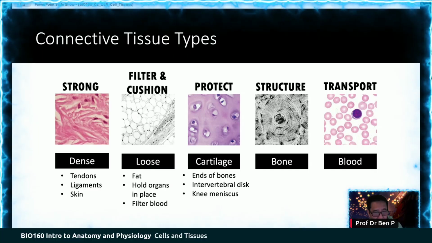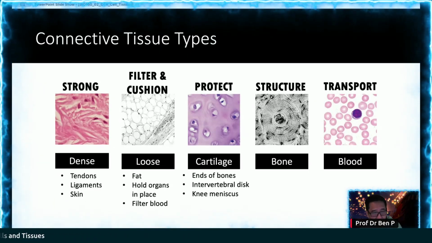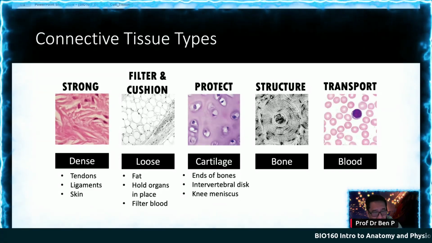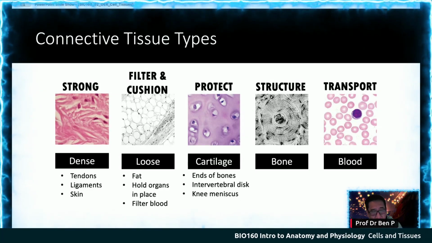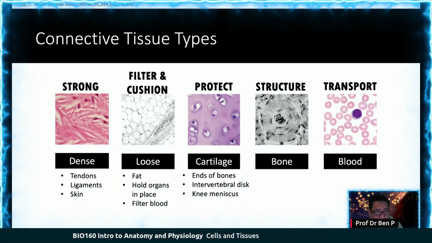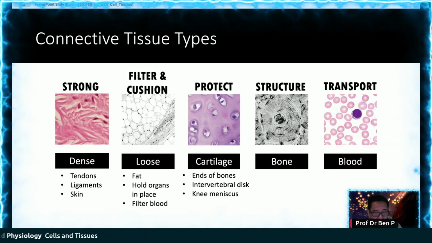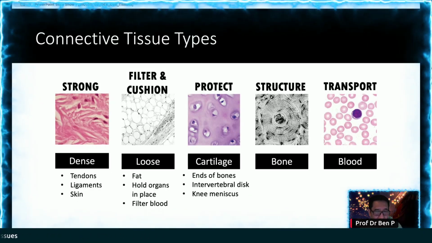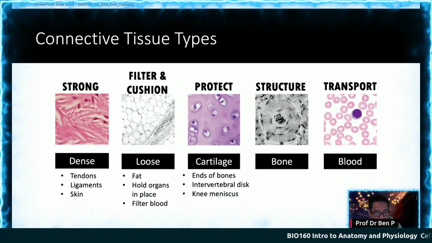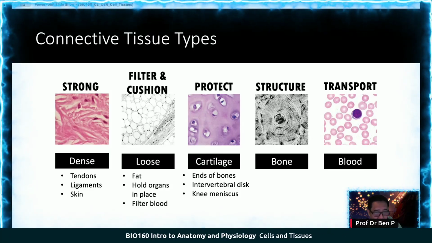Cartilages are basically at the end of your bone, your intervertebral discs, your knee meniscus. This is part of your joint, holding your bones together or being a protection at the end of your bone. It even becomes bone itself, which is actually part of your connective tissue, your bone cells, your osteocytes, right? And then you have your blood, also part of your connective tissue. Your red blood cells, your white blood cells, your platelets, all of those are connective tissue.